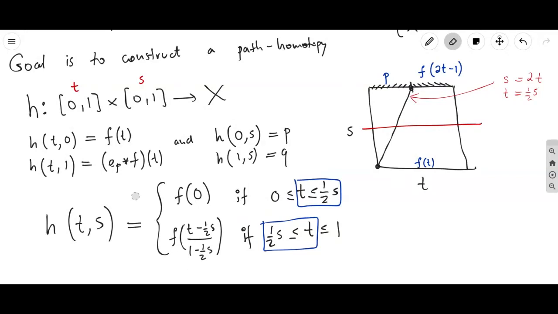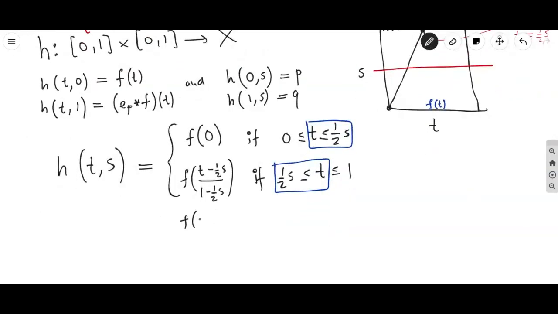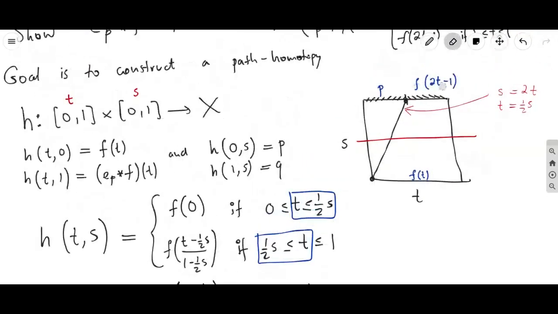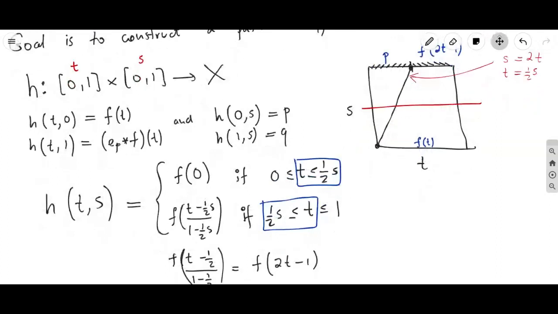Now, notice what happens if s is equal to 1. So what is this going to be? This is going to be f of t minus a half divided by 1 minus a half. And if you simplify this, this is 2t minus 1. That's exactly what we wanted. It's supposed to be f of 0 from 0 to a half, and from the other piece, f of 2t minus 1, which is exactly what we want. So this is the way you have to do it.